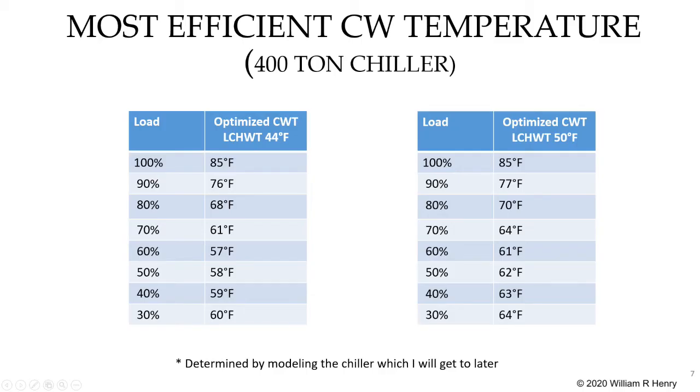Here are data sets for a specific non-generic 400-ton chiller with R123 refrigerant. The first table profiles the condenser water temperatures versus load at a 44 degree Fahrenheit leaving chilled water temperature. And the second table profiles the condenser water temperatures at a 50 degree Fahrenheit leaving chilled water temperature. The most efficient condenser water temperature is plotted for each load condition in 10% load increment. Now we can compare these operating profiles to the AHRI 550 profile described in the previous slides.